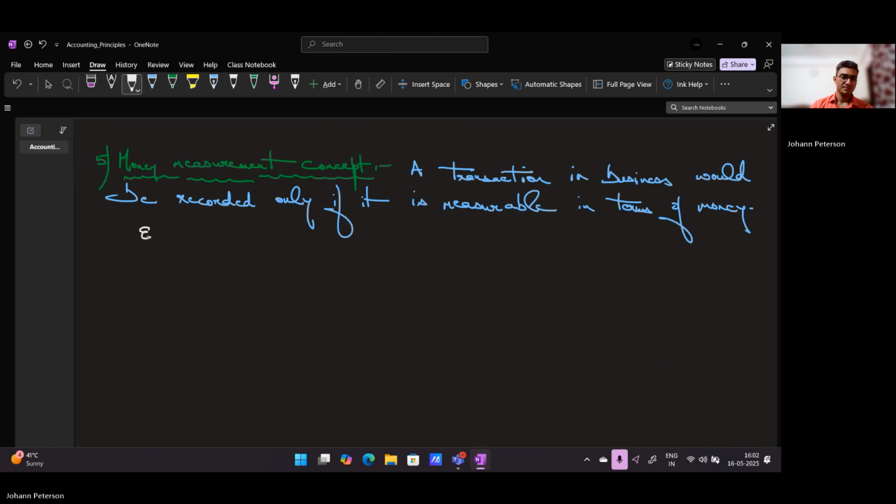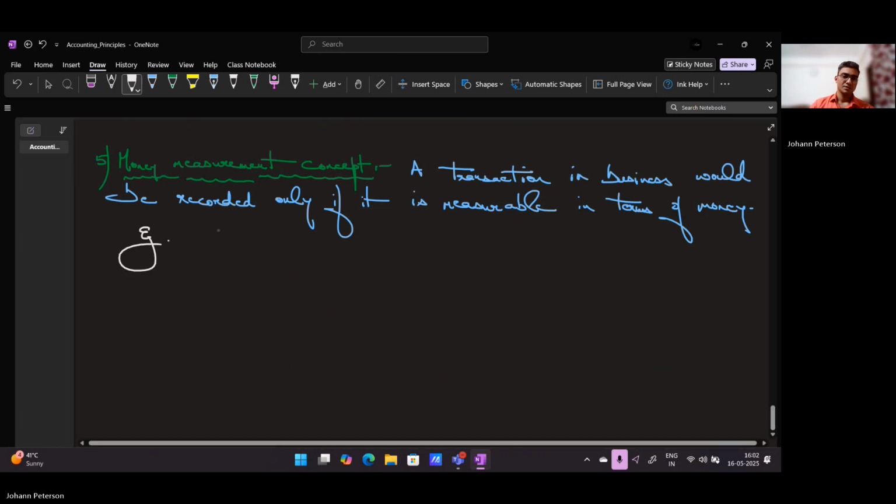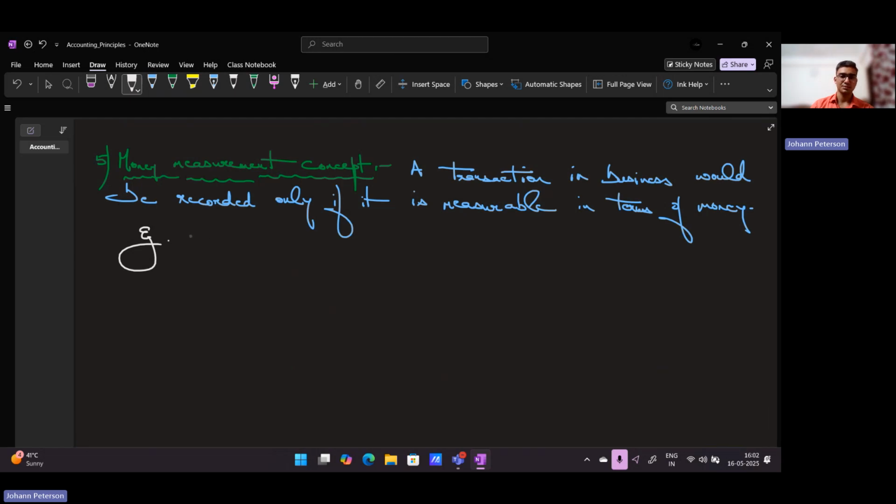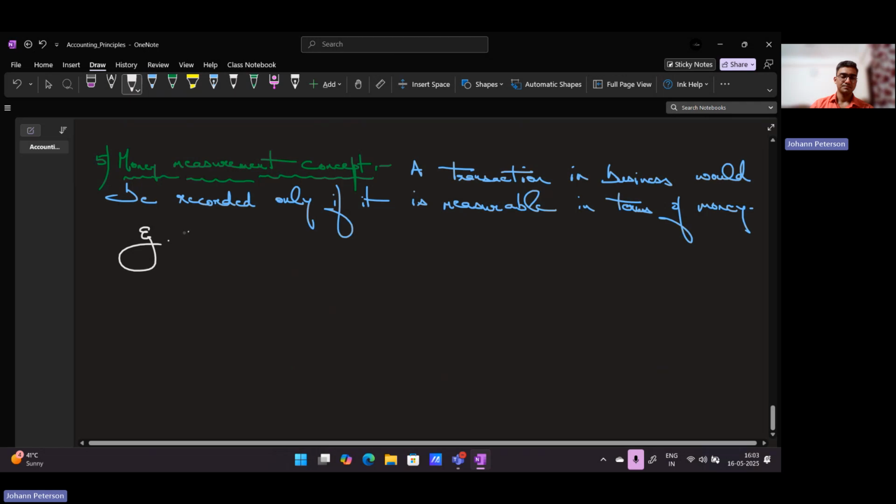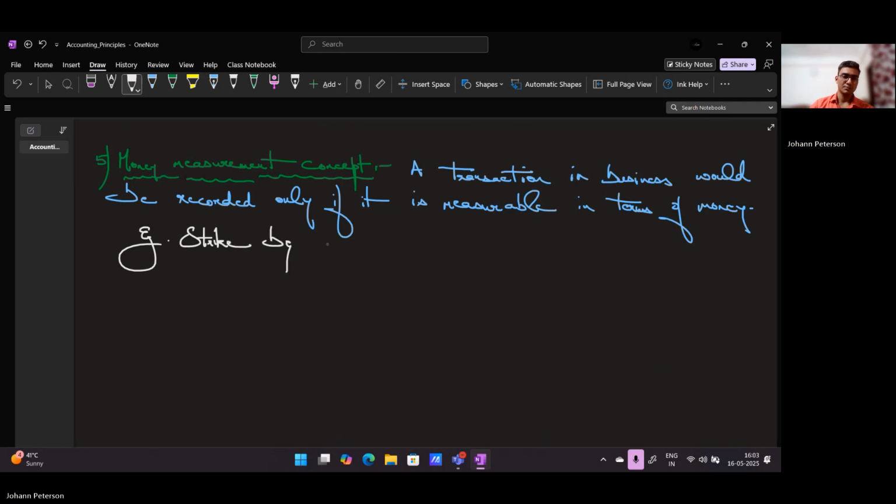Example, some transaction which is related to the business but not in terms of money. Those examples we are writing. So there is a strike by employees. Why is this related to the business? Because when the employees are on strike, my output will be less. So my business will not be functioning. So it's a business transaction, but it's not in terms of money. So I cannot record this transaction.